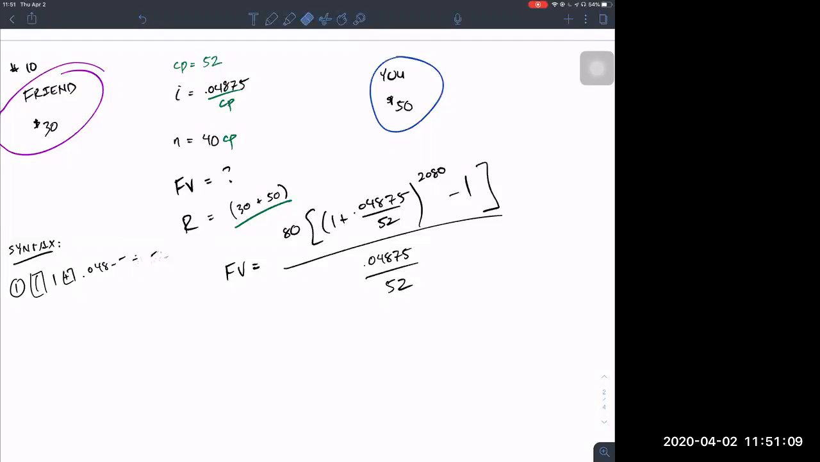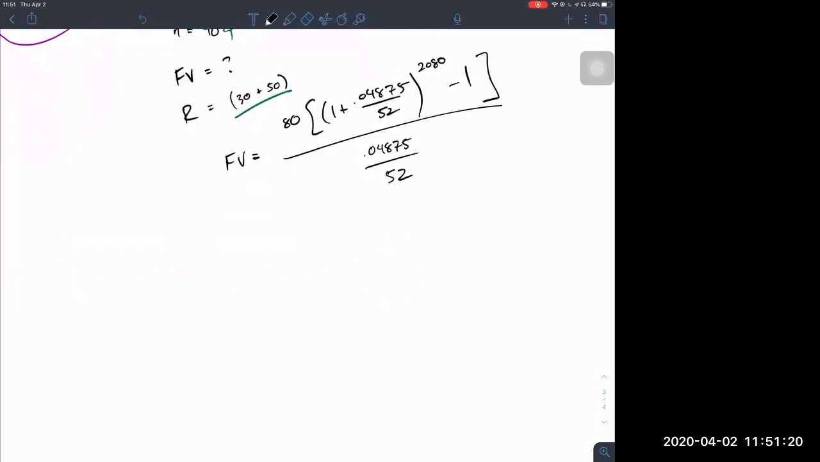Sorry, I'm gonna rewrite this. I have to scroll down. I was trying to fit it all on one page, so sorry for those that are still writing. Okay, let's try that one more time.